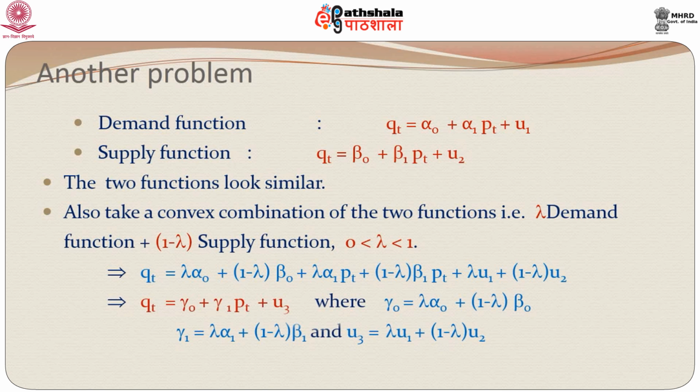Or more simply, we have Qt is equal to gamma naught plus gamma 1 Pt plus U3, where gamma naught is the intercept and gamma 1 is the coefficient of Pt, and U3 is a combination of the two errors. Now, if you look at this convex combination of the two functions, again this looks similar to the first two functions, that is the demand function and the supply function separately. So, the demand function, the supply function and the large number of convex combinations that we can have with different lambda values would look very similar to each other. Let us see what the statistical problems would be with this function.